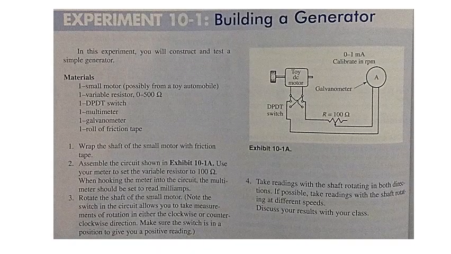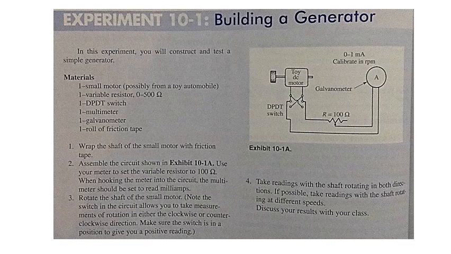This is experiment 10-1, building a generator. In this experiment, you will construct and test a simple generator. The materials needed would be one small motor, possibly from a toy automobile, one variable resistor, 0 to 500 ohms, one double pole, double throw switch, DPDT, one multimeter, one galvanometer, and one roll of friction tape.